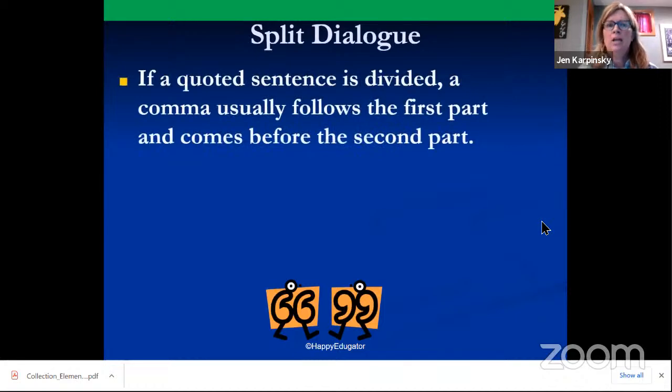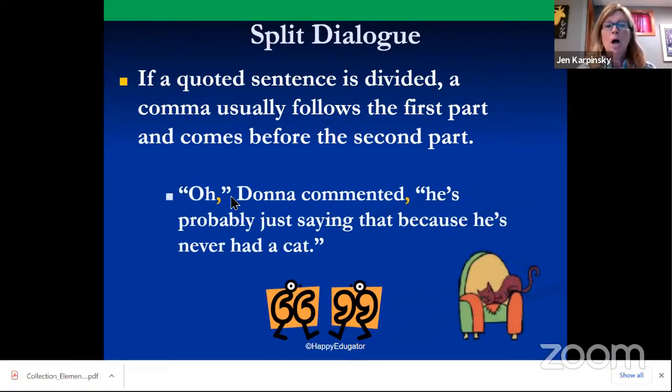A little more on split dialogue. If a quoted sentence is divided, a comma usually follows the first part and comes before the second part. So we don't need just one, we need two commas. "Oh," Donna commented, "he's probably just saying that because he's never had a cat." Oh, comma. Donna commented, comma. He's probably just saying that because he's never had a cat.